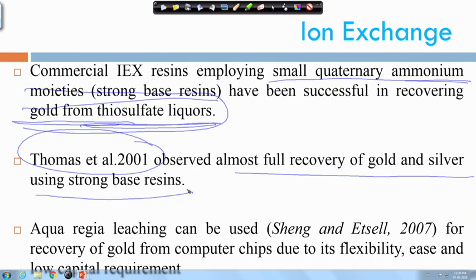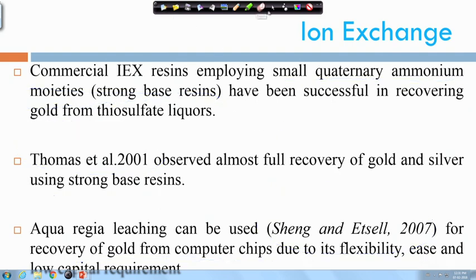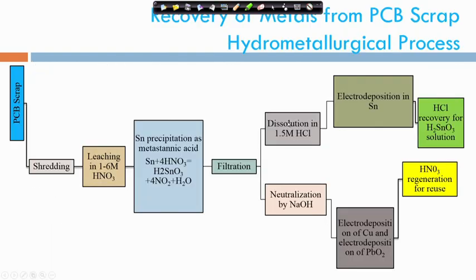Aqua regia leaching can be used as well. Aqua regia is used mostly in the informal sector when they try to recover gold. They use a lot of aqua regia to recover gold from computer chips due to its flexibility, ease, and low capital requirement. That has been reported in the literature. So, these are some of the ways in which you can extract gold from the liquid phase.